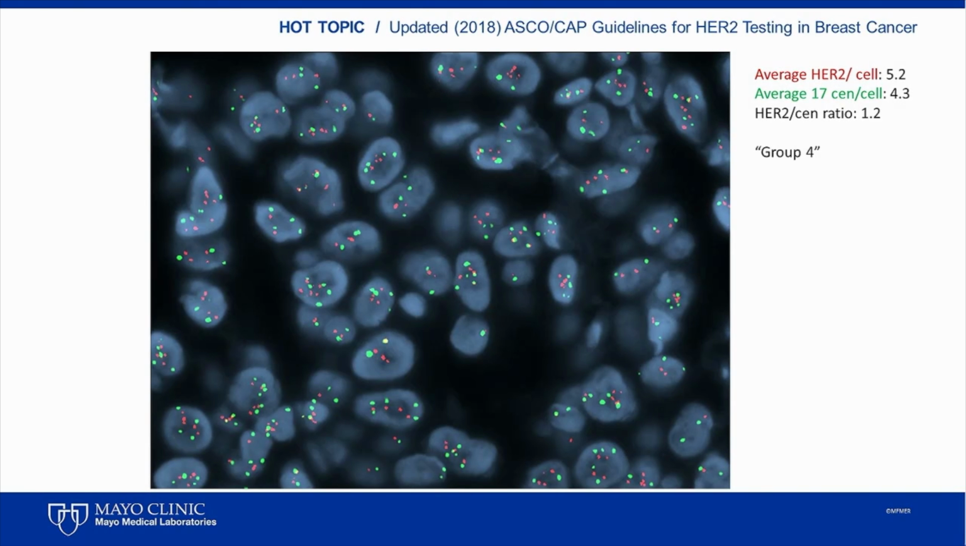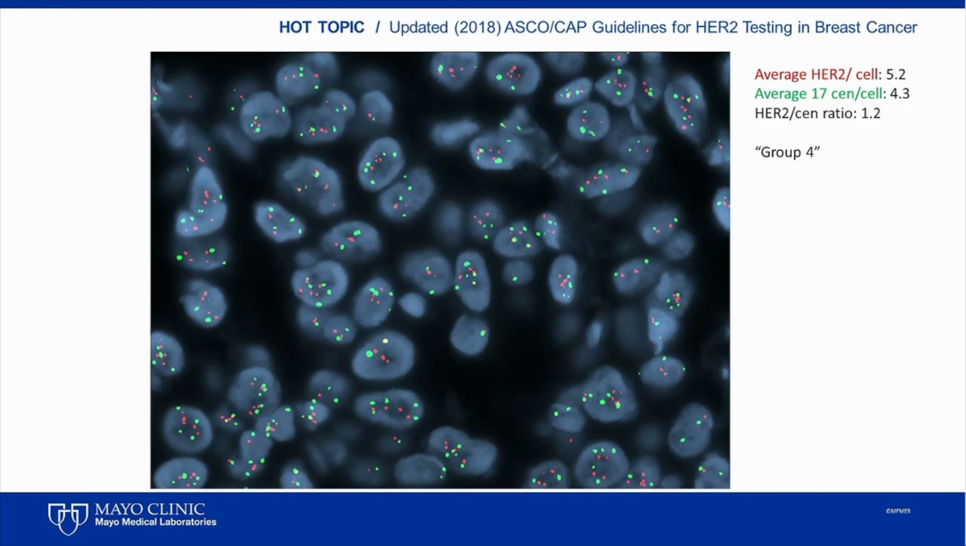This example shows a dual probe FISH slide where the tumor cells have an average of 5.2 red signals per cell for HER2 and an average of 4.3 green signals per cell for the centromere. The ratio of HER2 to centromere signals is 1.2, making the ratio negative.